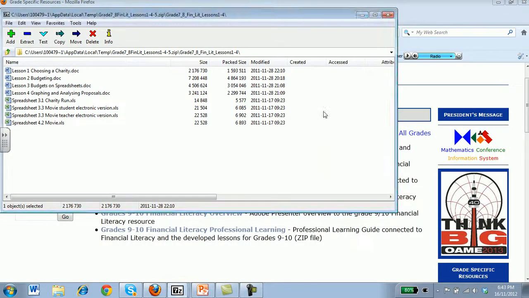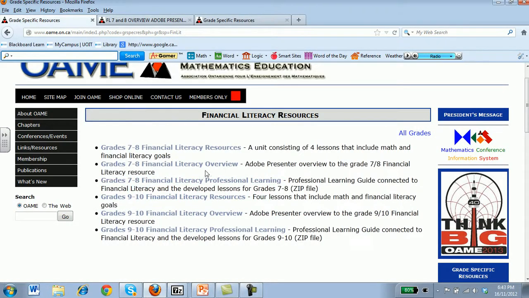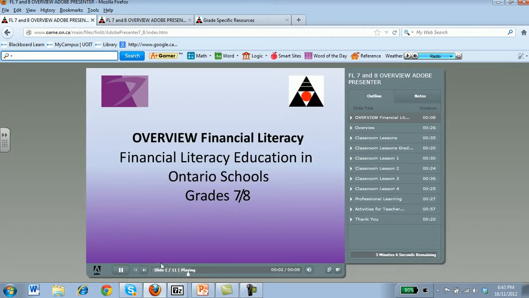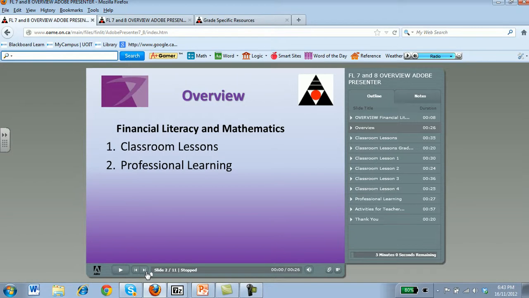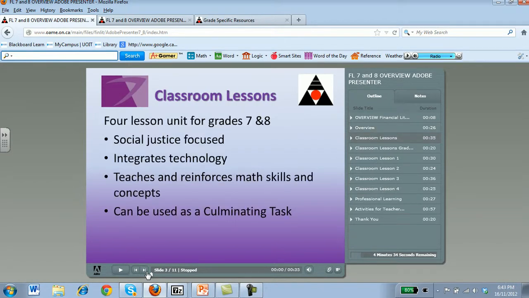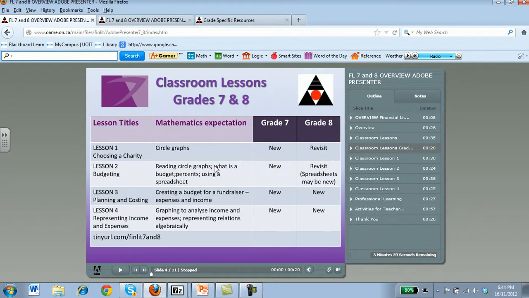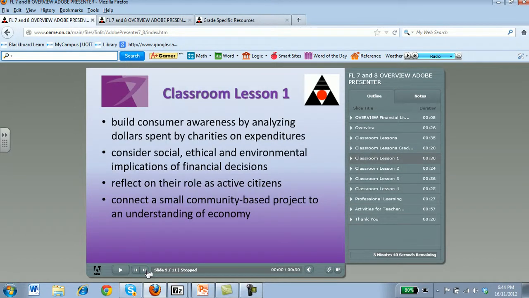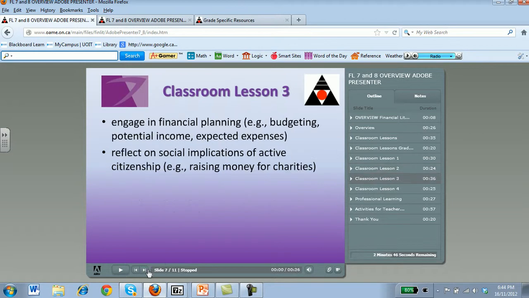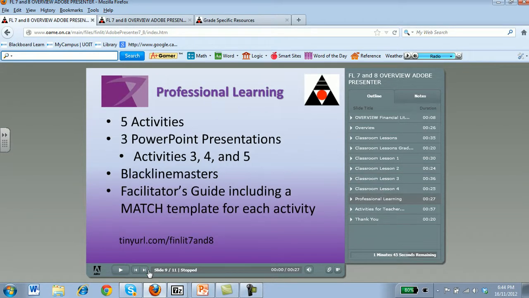There's something that they call presenter overview, and basically this is just a presentation. It just talks about what the classroom goals are around financial literacy and mathematics, what some of the lessons focus on and the content. Then it looks at the four lessons and the mathematics expectations for grade 7 and 8. And it goes into describing each lesson in a lot more detail, which is helpful.